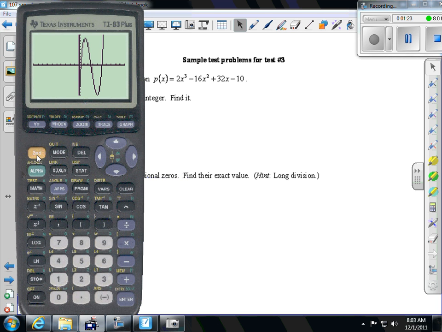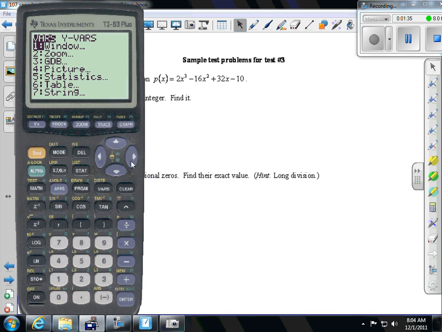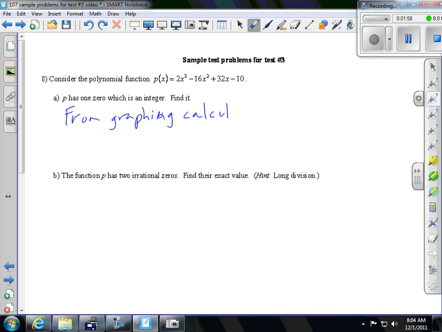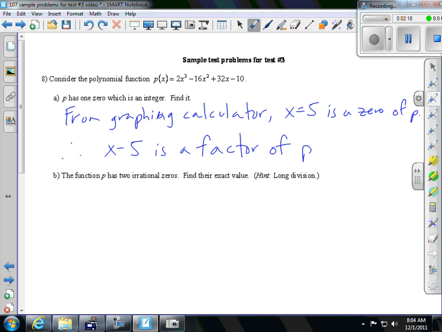If we wanted to know whether or not it worked, we could figure out what p of 5 is and hope that it's equal to 0. So if we plug 5 in for all those x's, maybe we'll get 0. I'll do that here. That's our way of saying plug 5 into y1. And if we get 0, then we found our nice answer. So from the graphing calculator, x equals 5 is a zero of p. And we're done with this part, but I'll just continue and say, therefore, x minus 5 is a factor of p. And we're going to use that now.